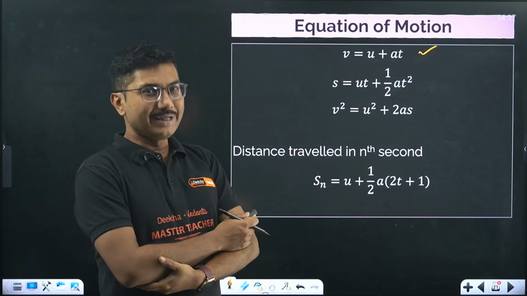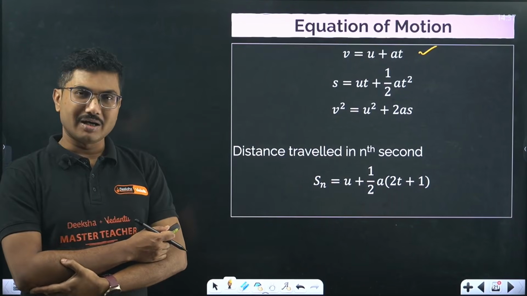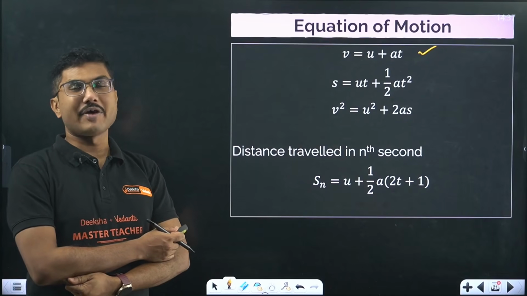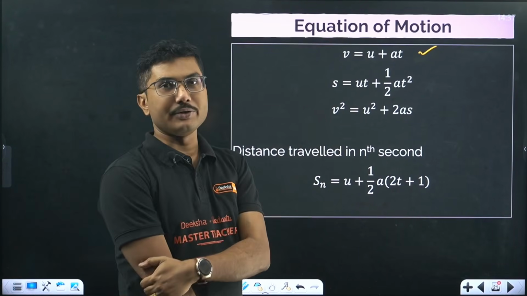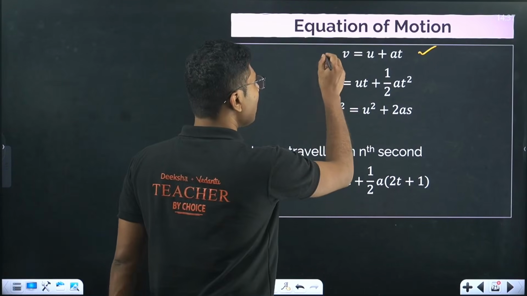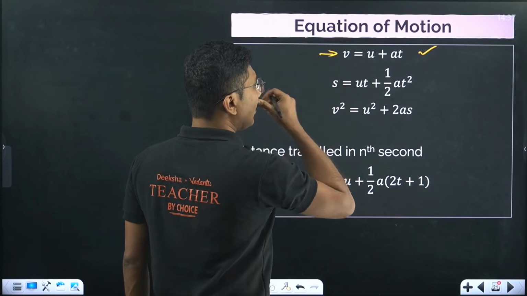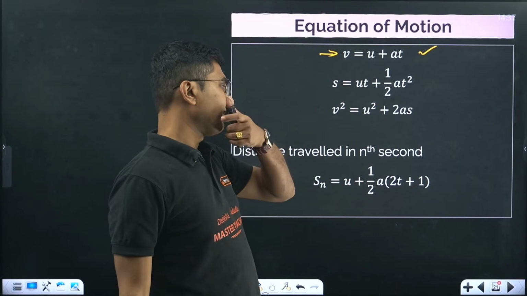But why do we need three equations? Based on what values are given to you and what values you want to calculate, you can use any one of the three equations of motion. Out of these, this one is considered to be the most fundamental. The other equations can be proved from this equation, right?